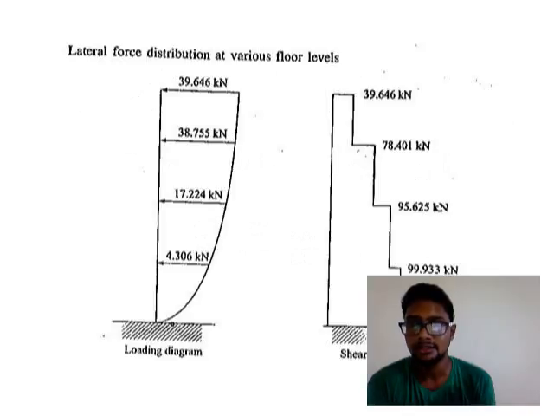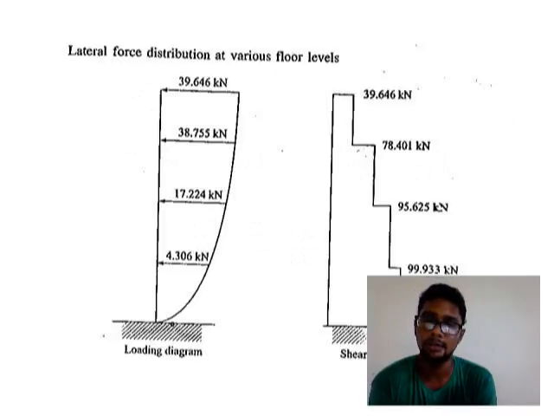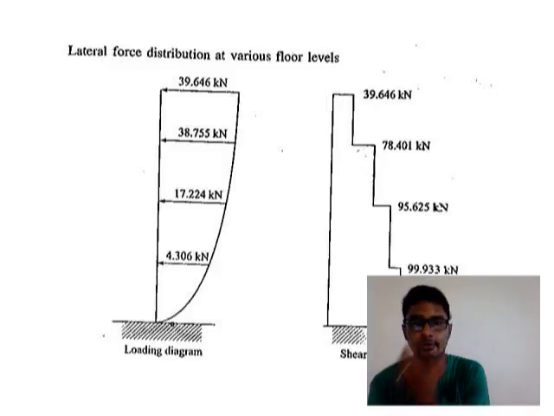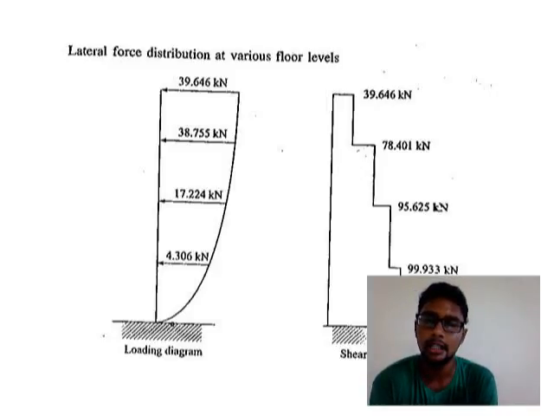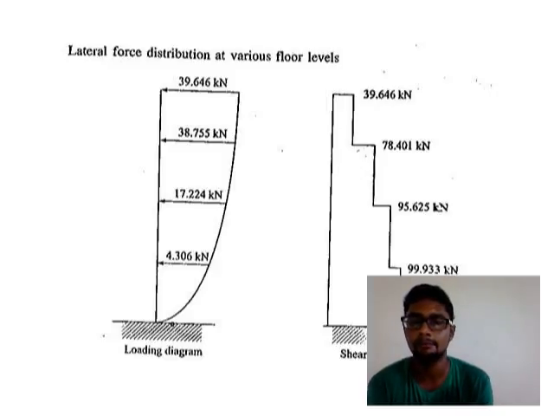It is represented in the following diagram. As you can see, the base shear is comparatively large at the bottom compared to the top end of the building, where at the top end it is found to be 39.646, and at the bottom it is found to be 99.933. The loading diagram is represented in the following manner, where at the top one it is found to be 39.646, and it gets comparatively lower as we go lower in the building. Thank you.